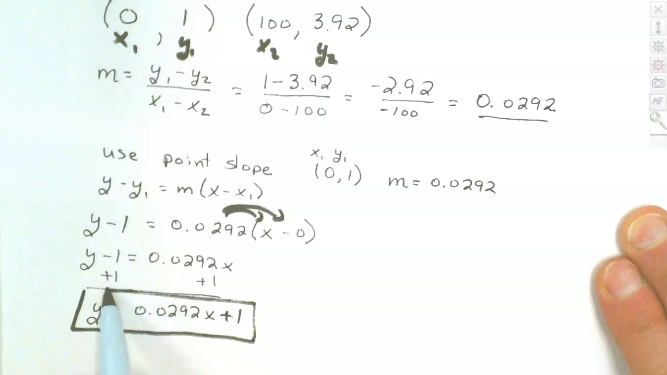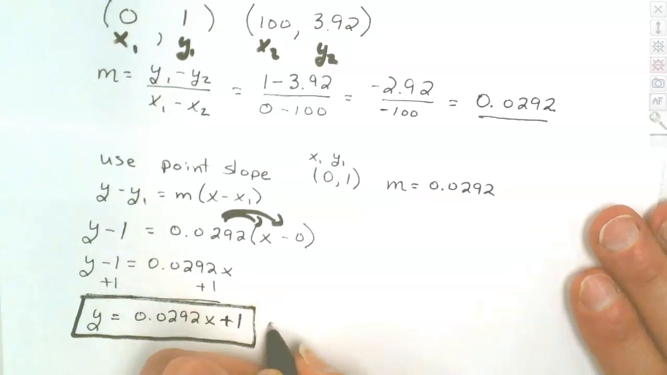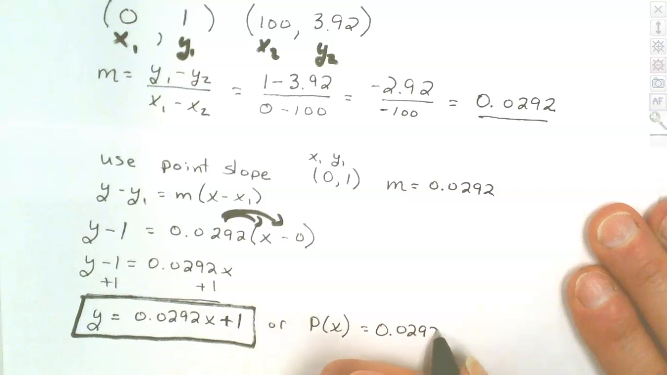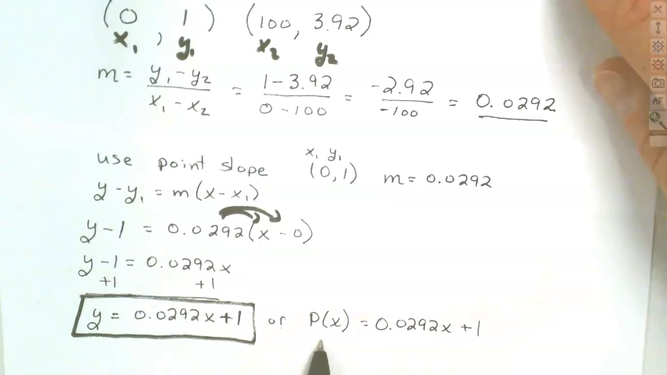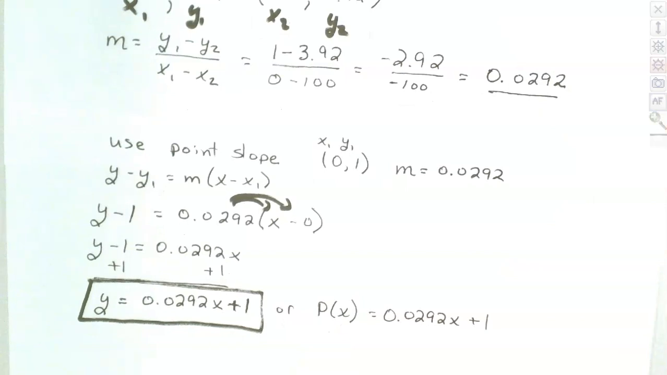And you can write it with a y, or you can write it with a p. Or you could write this as p of x, because that's the same thing as y, 0.0292x plus 1. It's the same. And you can either use that p of x, because that represents your pressure, or you could write it as a y. It's the same thing. So either one will work.